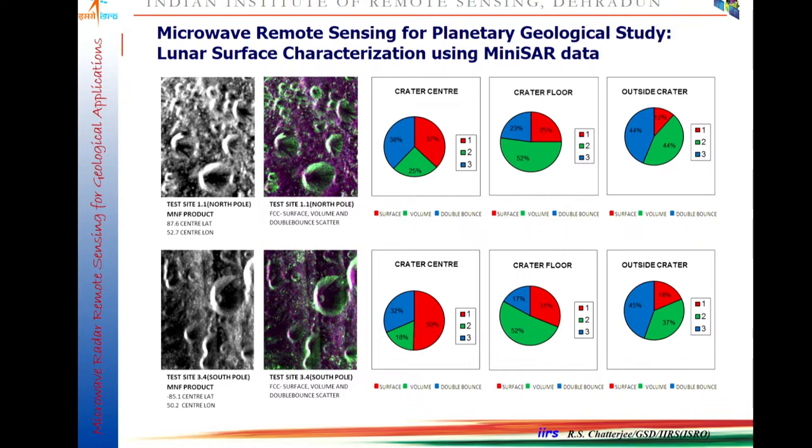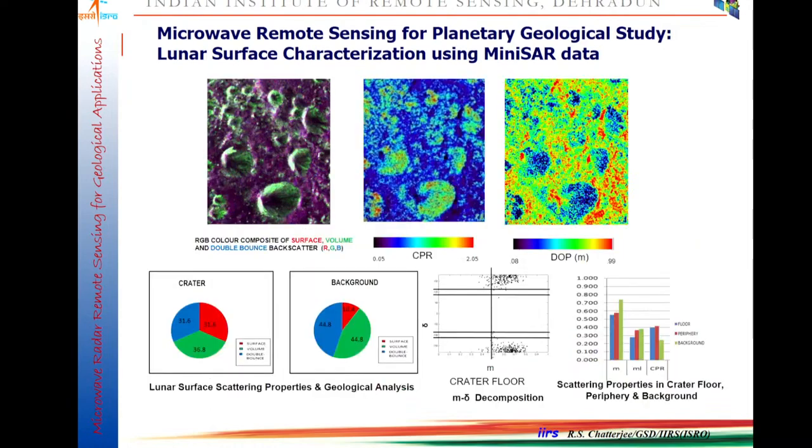If there are loose materials, then there will be a lot of volume scattering. If there are big rock chunks or rugged areas, there will be a lot of double bounce scattering. So this is the purpose, to understand the lunar surface. Okay, to understand the planetary surface, their morphology, their geometry, their ruggedness and the material property. This is the purpose. Now here we have studied some advanced indices like circular polarization ratio and degree of polarization.